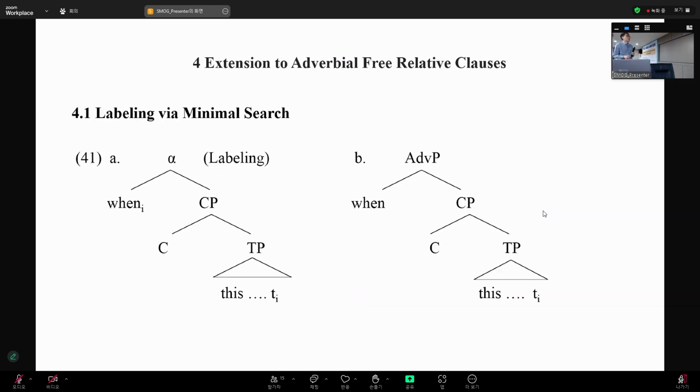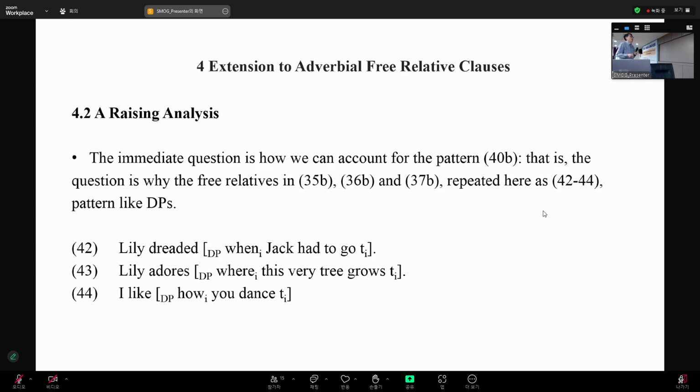Okay, let's first consider the case in which the when phrase is an adverbial phrase. If when undergoes movement and projects the label, then an adverbial phrase is generated. So we can provide a straightforward account for why the when phrase can be an adverbial phrase. The problem is how come in 42, 43, and 44, when and where and how phrases can be DPs.